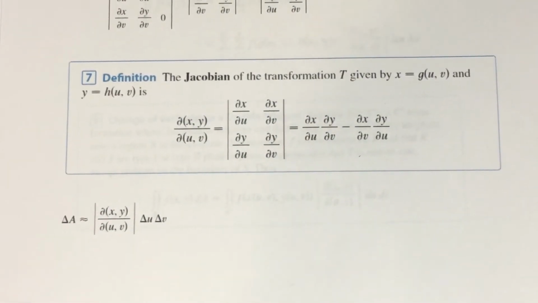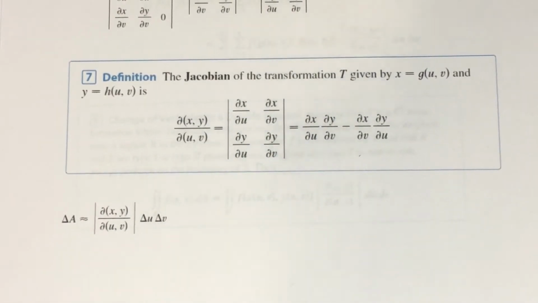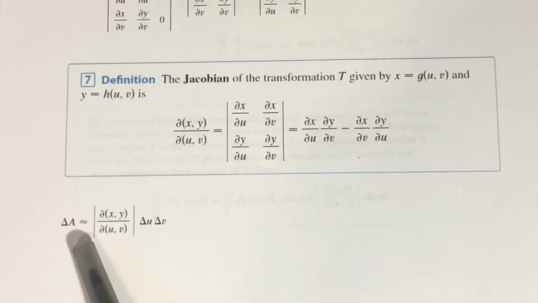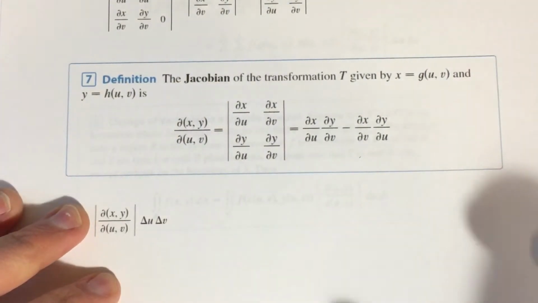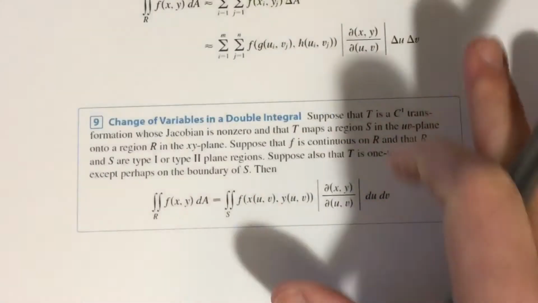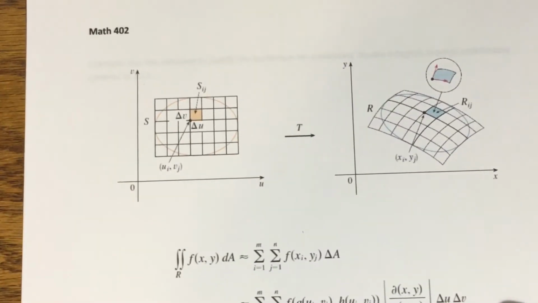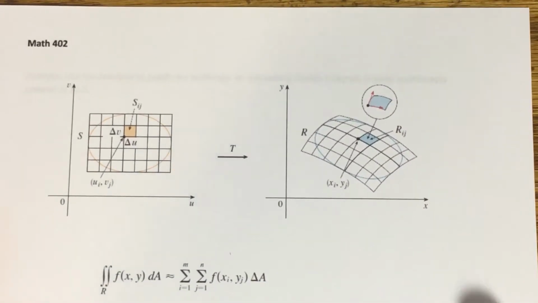Okay, so all of the work that we did in the previous video leading up to this result where we get this Jacobian, all of this was intended to give us this approximation for delta A. So now we're going to see where this gives us a method for computing a double integral after a change of variables. So we are going to do what we normally do when we talk about Riemann sums in the context of double integrals.